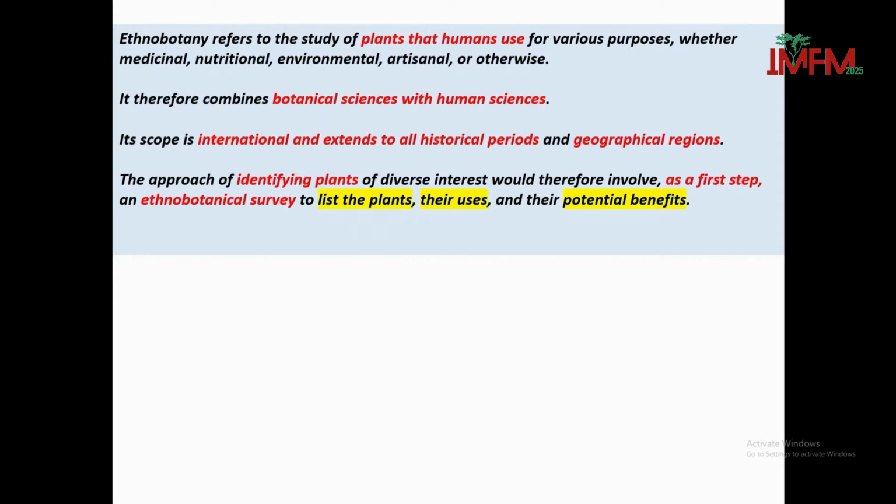Its scope is international and extends to all historical periods and geographical regions. The approach of identifying plants of diverse interest will therefore involve, as a first step, an ethnobotanical study to list the plants, their use, and their potential benefit.